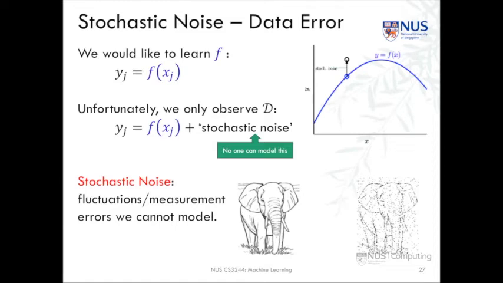The first source is what we'll refer to as stochastic noise or data error. When we're trying to measure the target function, we might have errors in our sensor and actually end up observing a noisy target function instead. We usually assume that this stochastic noise is not dependent on anything in the dataset, and by taking different measurements of the same input, we would get different values because it's white noise. These are fluctuations in measurements and errors that we can't model at all.